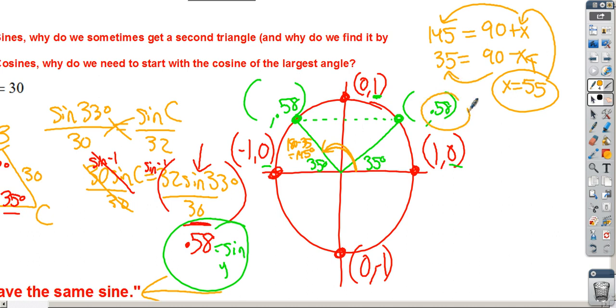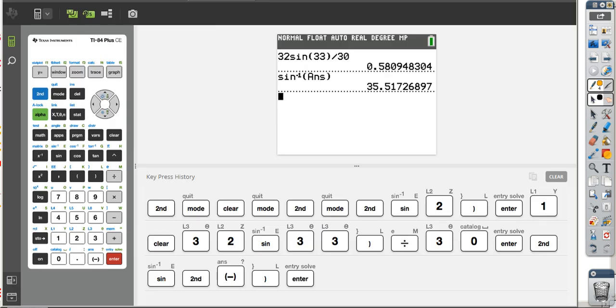Basically it means that there are two places where y has the same value. One is in the first quadrant, one is in the second quadrant. That's why you sometimes get two triangles, because there are two different angles that have this sine right here. So when you hit inverse sine on the calculator, you only get one of them, but I'll prove to you that the other one also equals 0.58.